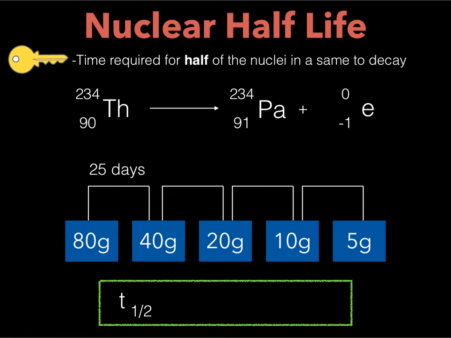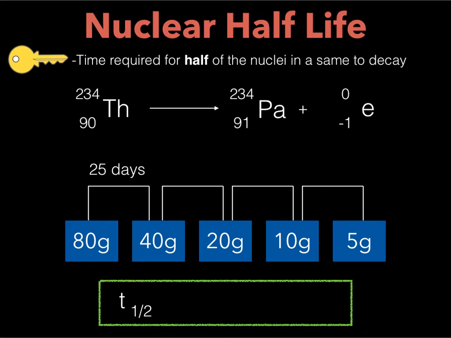If we start with 80 grams of thorium, in order for half of the thorium to decay, it's going to take a certain amount of time. And that time is called half-life. This right here is the symbol for half-life: T with a little subscript 1/2. What that means is this is the time it takes for half of a sample to decay.